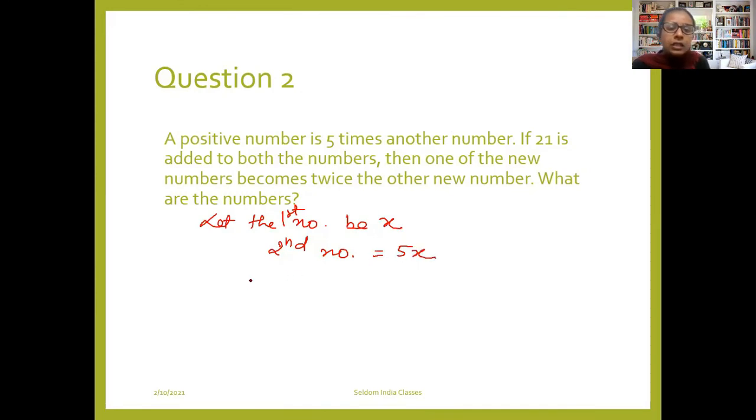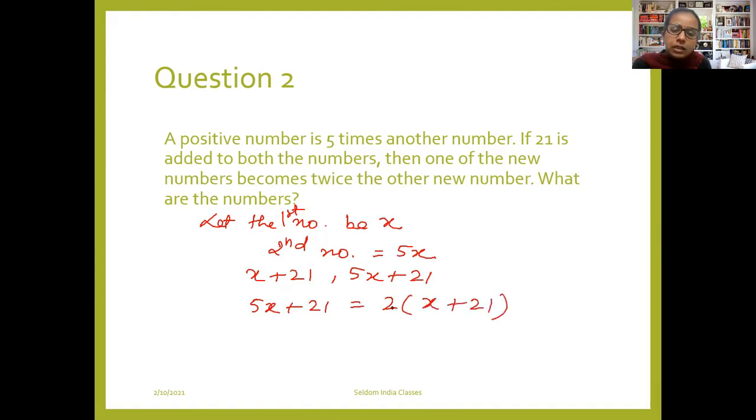Now adding 21 to both the numbers, this number will be twice of this number. So 5x plus 21 will be twice of x plus 21. Correct? Now solving the equation, 5x plus 21 equals 2x plus 42, multiplying 2 inside.